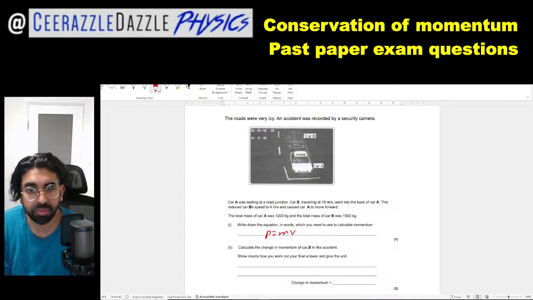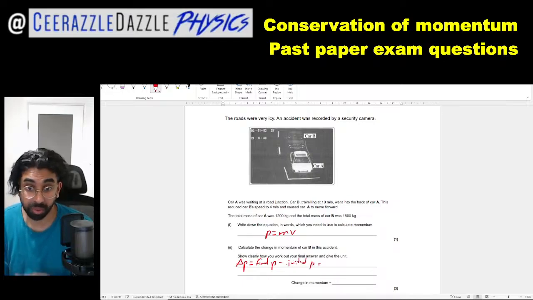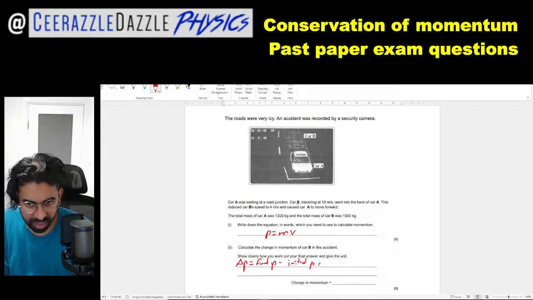Calculate the change in momentum of car B in this accident. So the change in momentum is your final momentum, final P, minus the initial P. Right, okay, so what is the final momentum? Don't forget, read it carefully. Car B was traveling at 10, then it knocked in and car B's speed reduced to 4. So that's the final speed, 4.